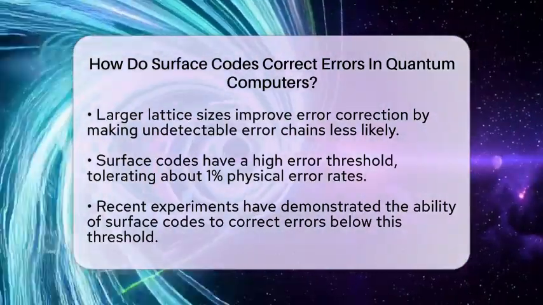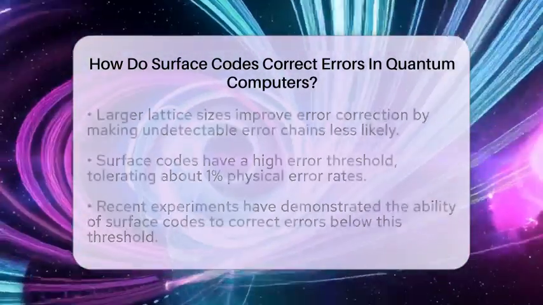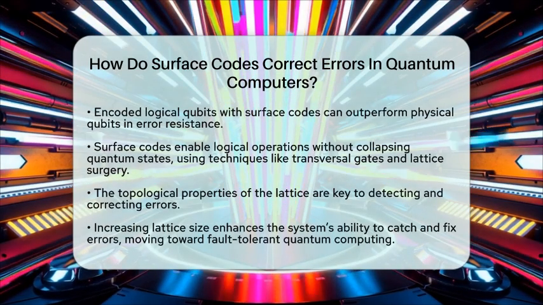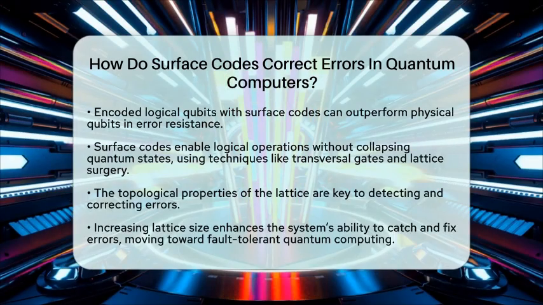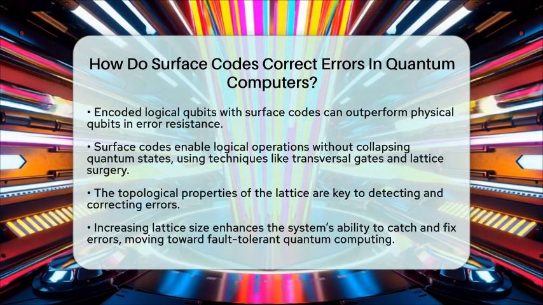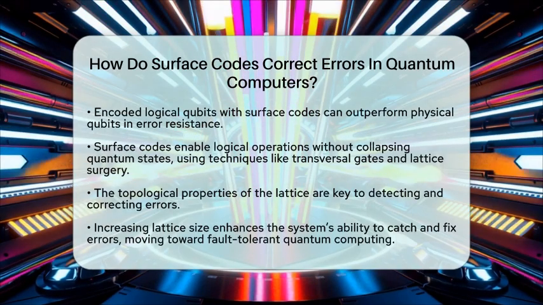Surface codes also allow logical operations to be performed on encoded qubits without collapsing their quantum states. They do this through special sequences of physical qubit operations, including techniques called transversal gates and lattice surgery.